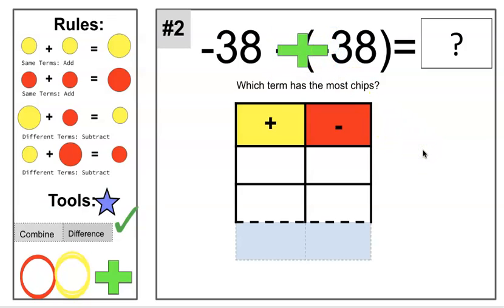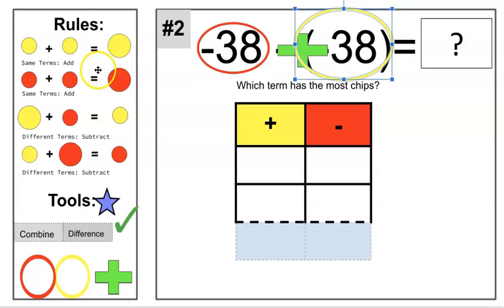So now that you have a double negative, the next step is going to be circle your terms. We have negative 38. So we're going to use the red circle to show that's a negative number. The next one is positive 38, so that's going to be yellow. Remember, you change the sign when you use the giant plus. And so now we're going to make sure we stretch it out.